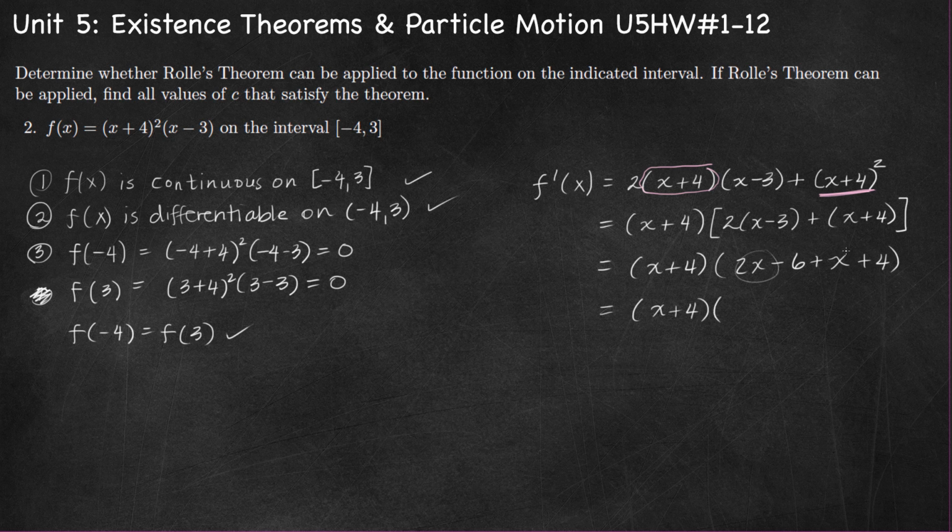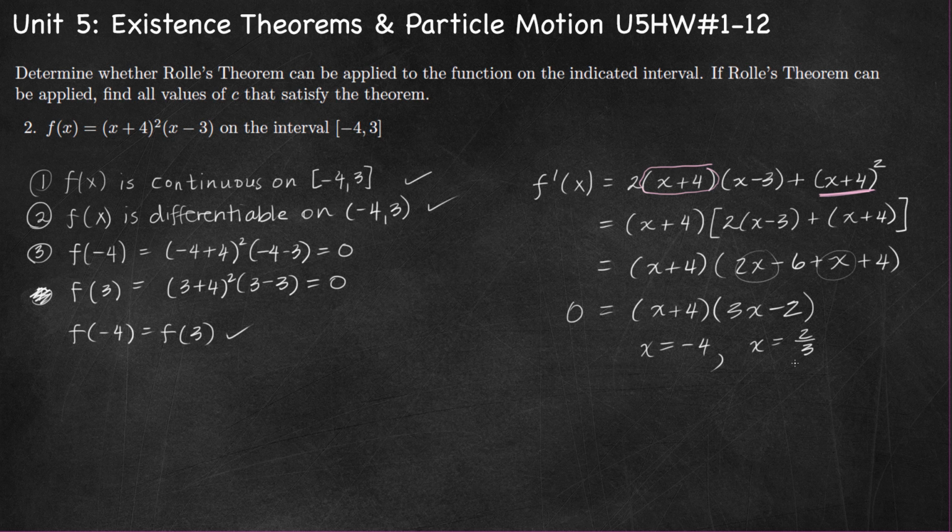And here we have 2x plus x, that's 3x, minus 6 plus 4 is minus 2. Okay, so now we want to set our derivative equal to 0. And this is going to equal 0 when x equals negative 4 or when x equals positive 2 over 3. So it looks like we have two solutions.